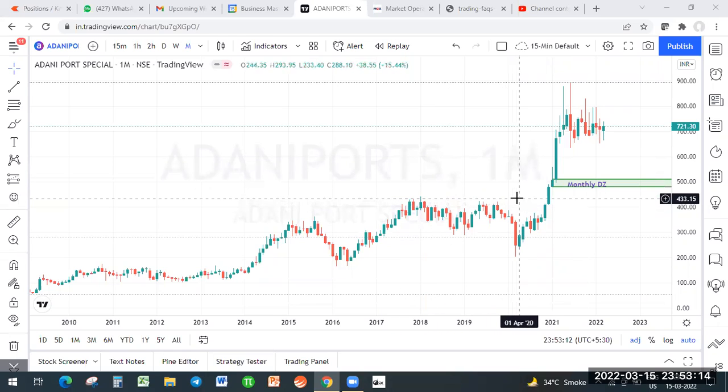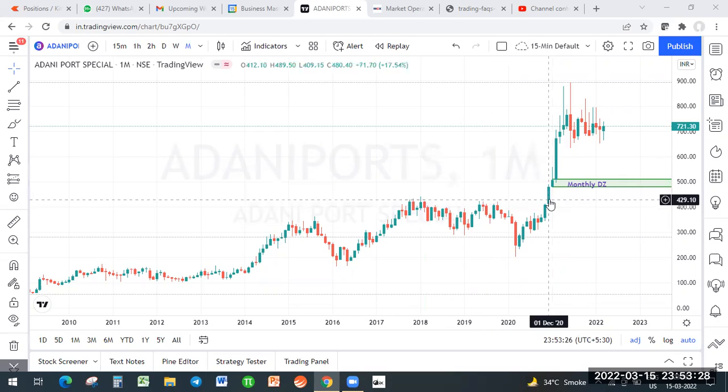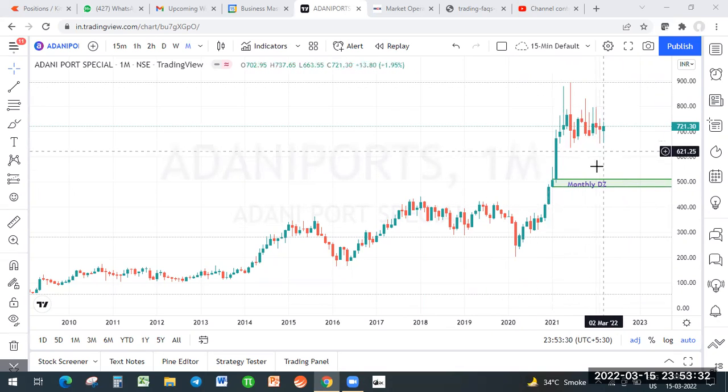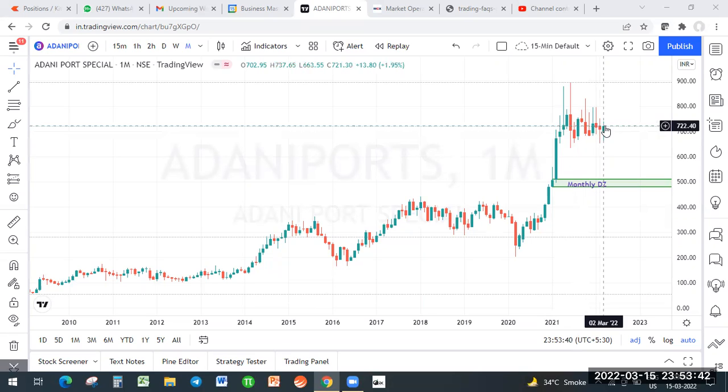To begin with, I looked at the overall trend of Adani Ports. On the monthly chart, I see that the longer term trend is up. It has done a nice breakout from here and it has a very nice upward trend. But in the last few months, it has been stagnating. Last 13 months, it has been stagnating almost a year, going side to side.